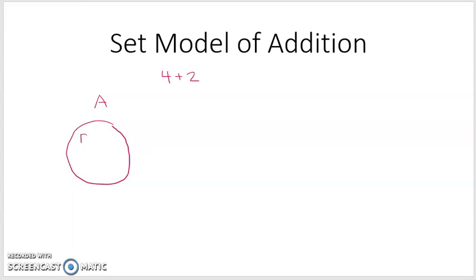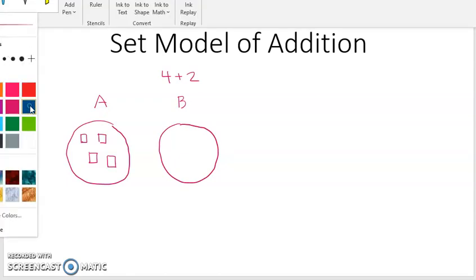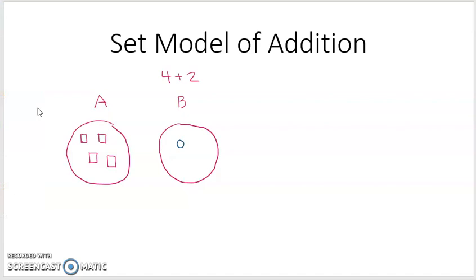So say there are 4 squares. Set B is a set with 2 objects. I'll do those in different colors. Say those are circles, so I've got 2 blue circles, and the 4, I don't know what that would be called, mauve, squares. So 4 mauve squares, 2 blue circles. In the set model of addition, it uses some set notation, set language.